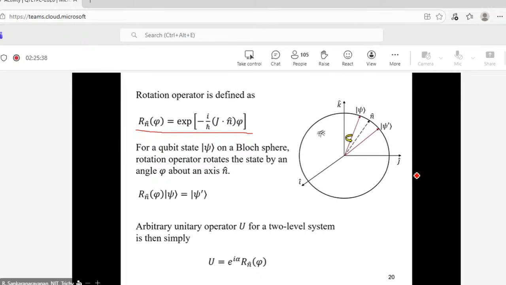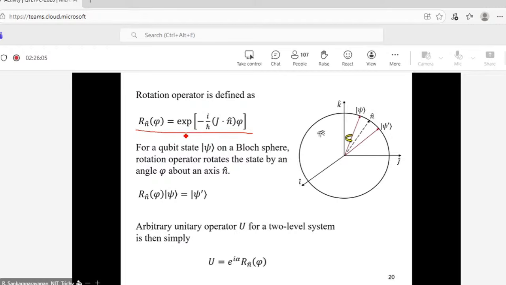Suppose you have a unit sphere where the state of a qubit is psi, as given over here. Now you want to go from here to here, from one point to another point on the unit sphere. So how do you go? One way to do it is just by rotation. That rotation is given by this rotation operator.